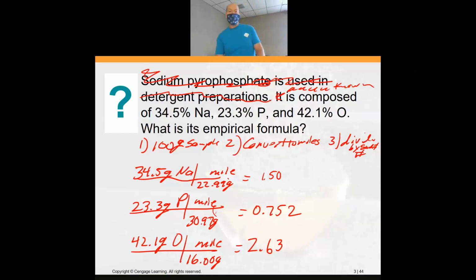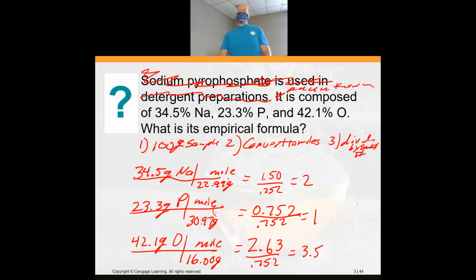All right, so that's number 1, 100-gram sample. Number 2, convert to moles by dividing by the molar mass that you find on the periodic table. Number 3, divide by the smallest number. So we're dividing everything by 0.752. All right, so that is obviously 1, and this is obviously 2. And so divide by 0.752, and that is a 3.5.